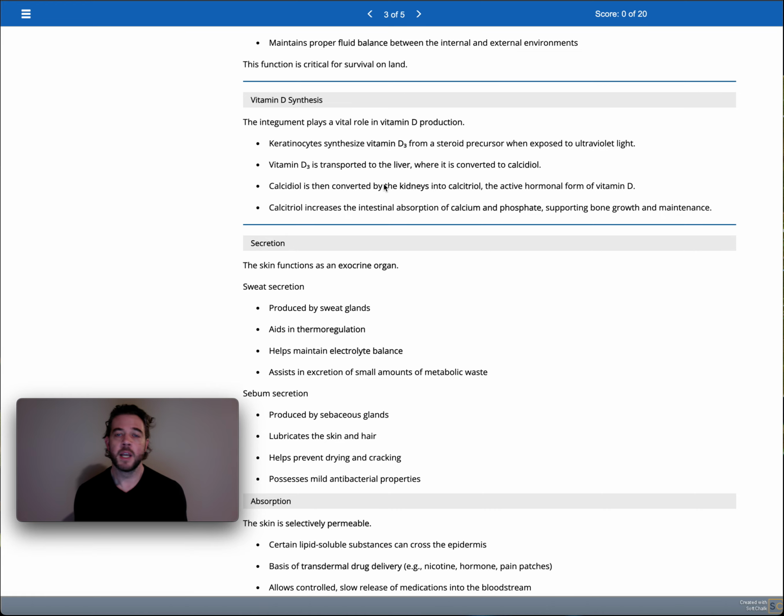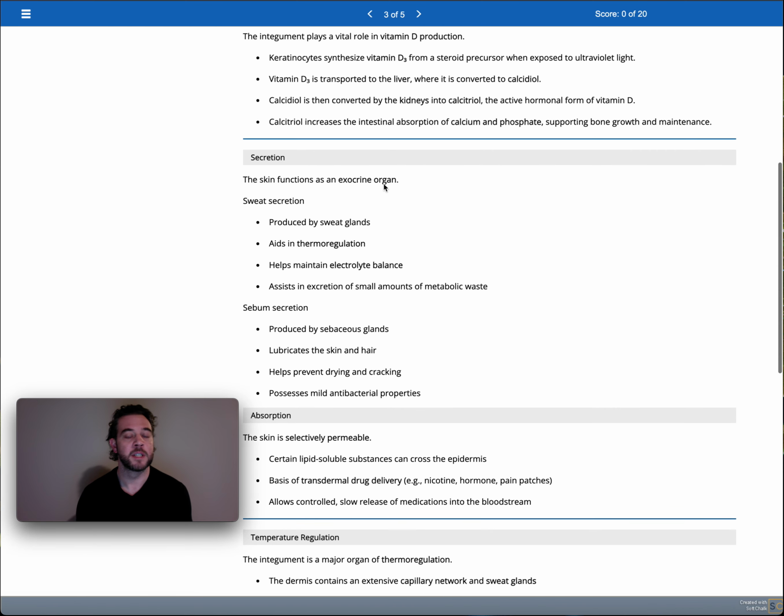Calcium works with that too. And so there's a lot of things that we use calcium for that's important to have. It's one of the reasons why our bones are made of calcium. Okay, so that's the vitamin D synthesis. So again, think about our function, the integument: physical protection, water loss gain, vitamin D synthesis.